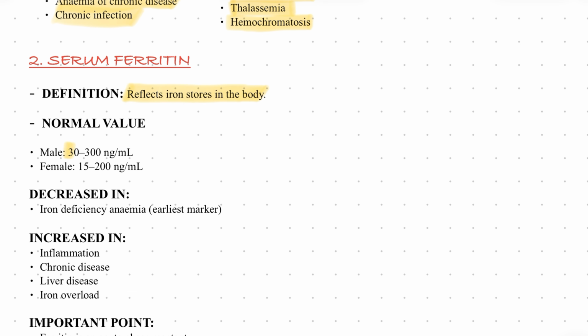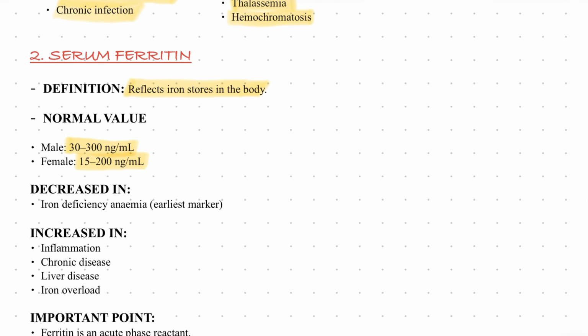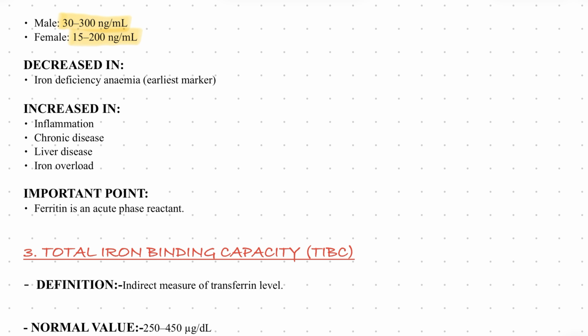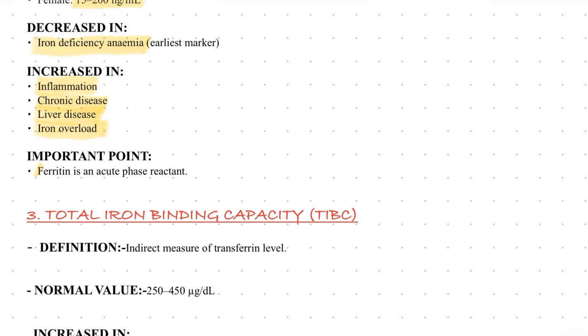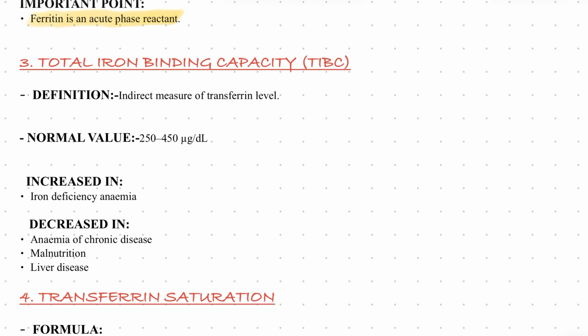Normal value in males is 30 to 300 nanogram per ml and in females 15 to 200 nanogram per ml. It will be decreased in iron deficiency anemia and will be increased in inflammation, chronic disease, liver disease and iron overload. And the important point about this serum ferritin is that it is an acute phase reactant. You need to remember, important point.